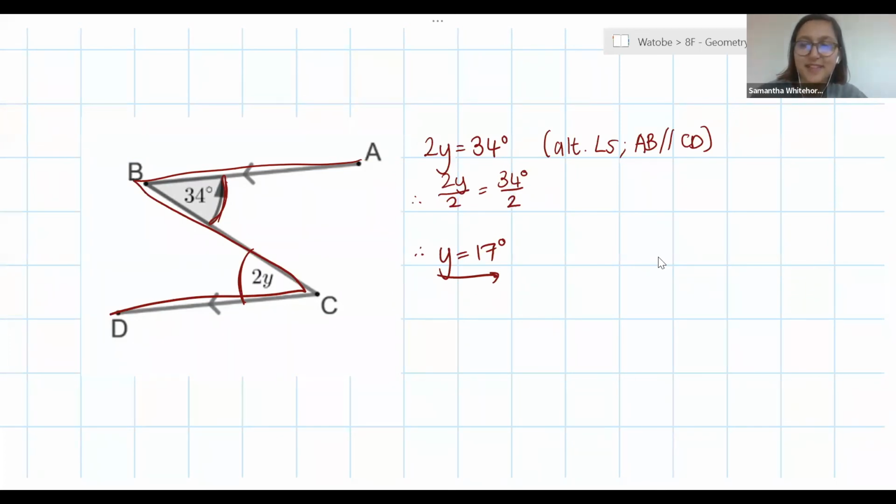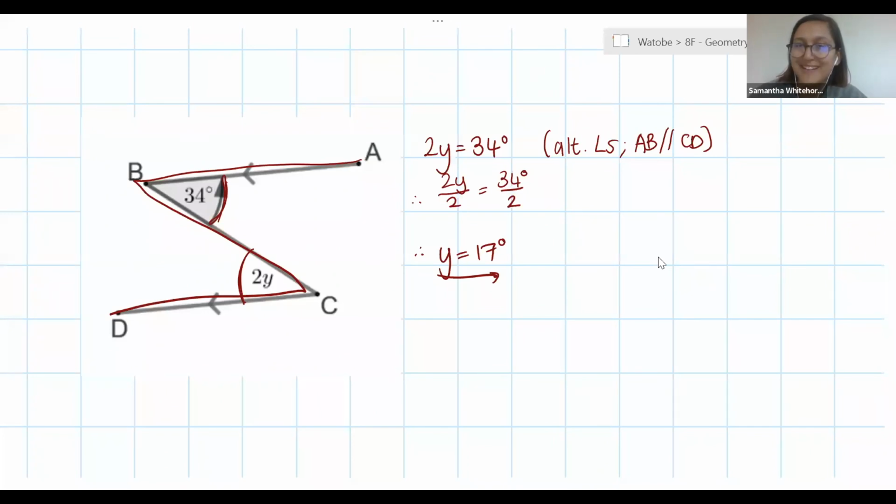Ma'am, I wanted to ask if the alternate angles are also supposed to add up to 180. No, it's only the co-interior angles. It's only the U shape that needs to add up to 180. Corresponding and alternate angles are just equal to each other.